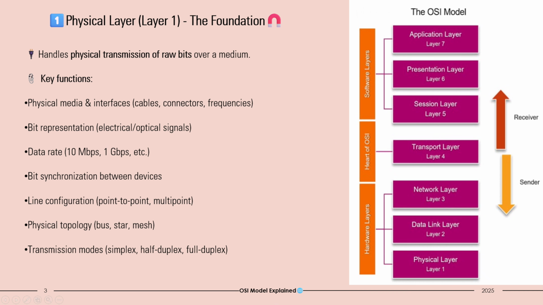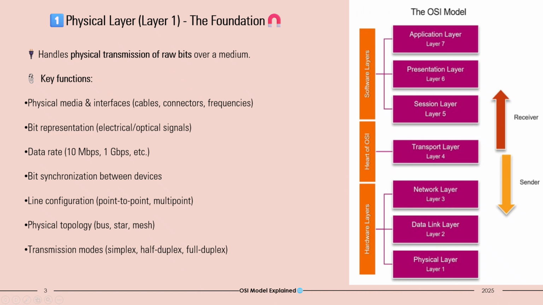1. Physical layer. Layer 1, the foundation. The physical layer is the lowest layer of the OSI model. It deals with the raw, physical transmission of data, bits, over a physical medium. This layer defines the electrical, mechanical, procedural, and functional specifications for activating, maintaining, and deactivating the physical link between network devices. It's concerned with physical characteristics of interfaces and media.